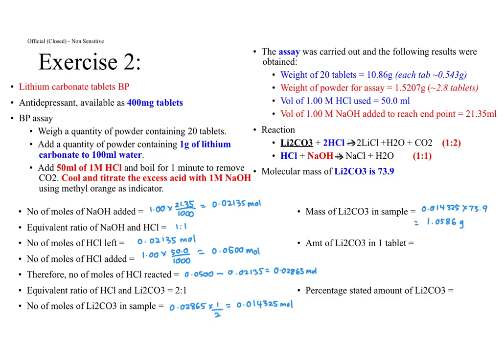Next, we need to find the amount of lithium carbonate in one tablet. So let's look at the results. The weight of 20 tablets was 10.86 gram. So each tablet on average weighs 0.543 gram. This number is taken by taking 10.86 divided by 20. The weight of powder used for the assay was 1.5207 gram. So if we take 1.5207 divided by the average weight of each tablet, so divided by 0.543 grams, then the amount of powder weighed out for the assay actually corresponds to about 2.8 tablets.